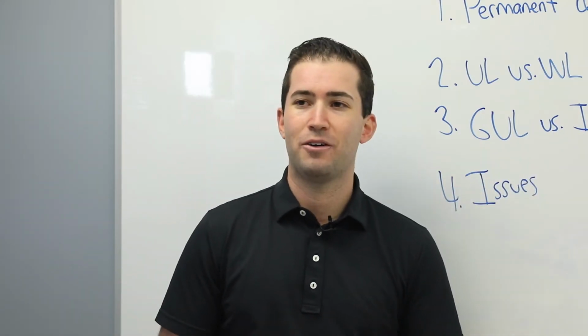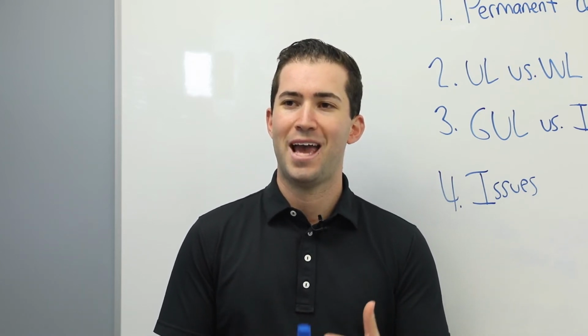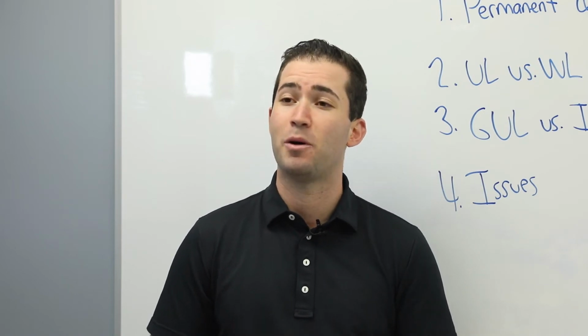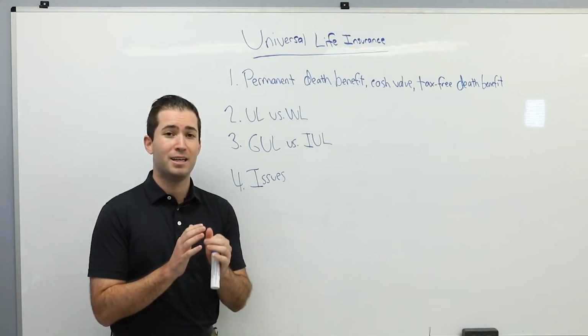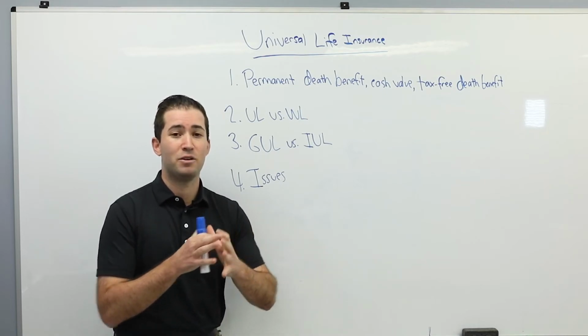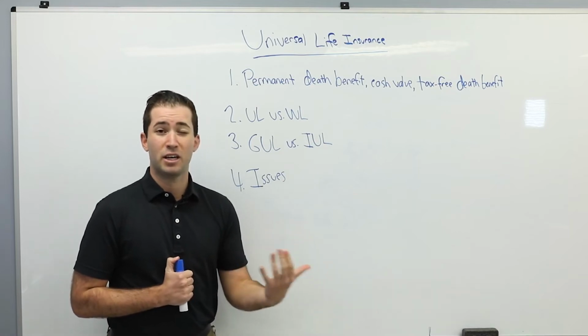GUL stands for Guaranteed Universal Life, and it works very, very similar to a lifelong level term policy. So there's no cash value component to a GUL policy, and it is almost as if you have taken a level term policy and you have it forever. In theory, it sounds like a great product.